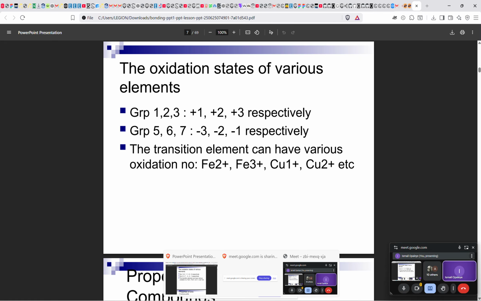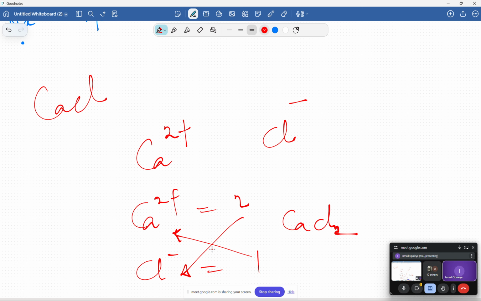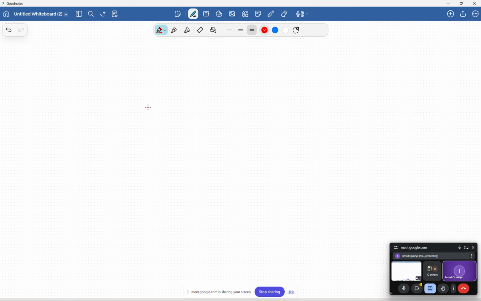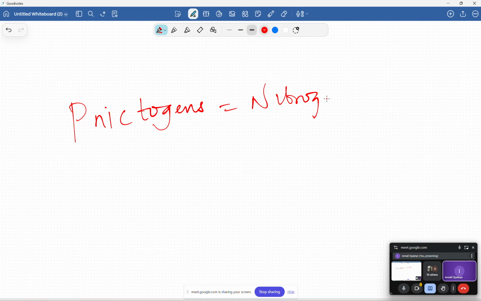Nitrogen. They are the ones we call pnictogens. This is the spelling. Pnictogens, that's the nitrogen family. Don't call it nictogen, the P is silent there.